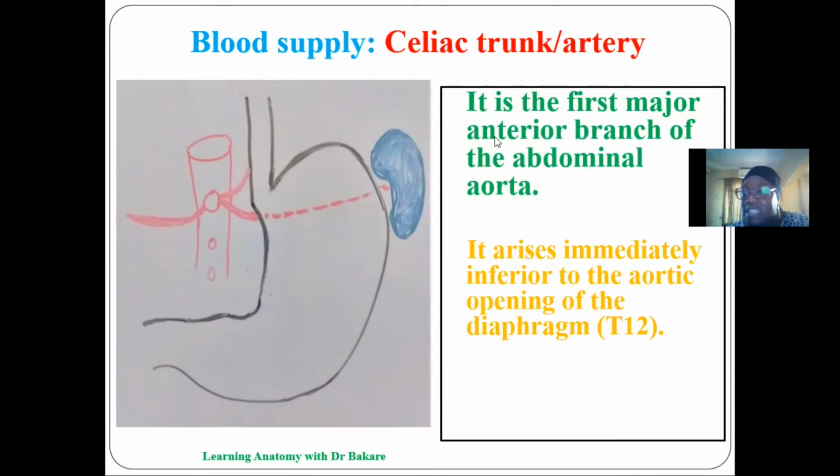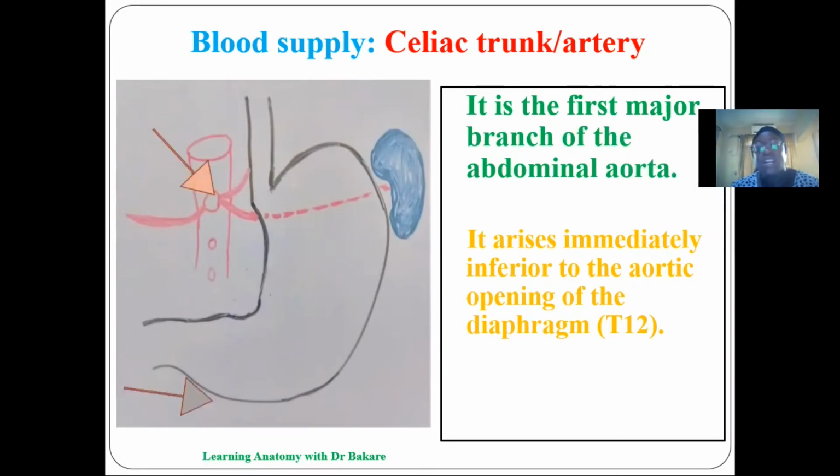The celiac trunk is the first major anterior branch of the abdominal aorta, and it arises immediately inferior to the aortic opening of the diaphragm. The aortic opening of the diaphragm is the hole that is created by the abdominal aorta, so as for it to be able to enter the abdominal space. As it is coming from the thorax, it needs to pierce the diaphragm for it to be able to enter into the abdomen. So it arises around the T12 thoracic vertebra. This is the celiac trunk. This is the superior mesenteric artery, and we have the inferior mesenteric artery.